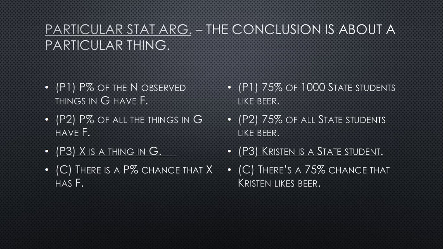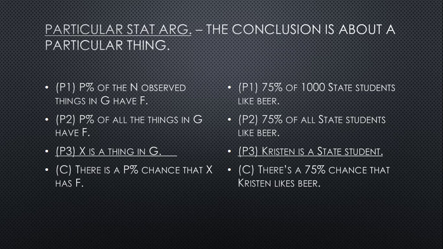Okay, next let's look at particular statistical arguments. A particular statistical argument is a statistical argument in which the conclusion is about a particular thing. It's not general, but rather a conclusion about a particular member of a class. And as we're going to see here, the general statistical argument can be thought of as a component part of a particular statistical argument. We're going to see elements of the general statistical argument in a particular statistical argument.